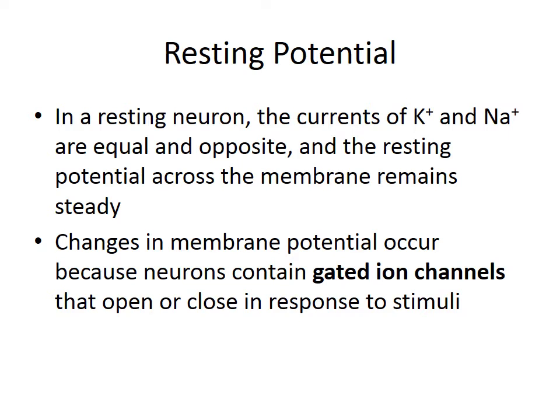In a resting neuron, the currents of potassium and sodium are equal and opposite, and the resting potential across the membrane remains steady. Changes in membrane potential occur because neurons contain gated ion channels that open or close in response to stimuli.